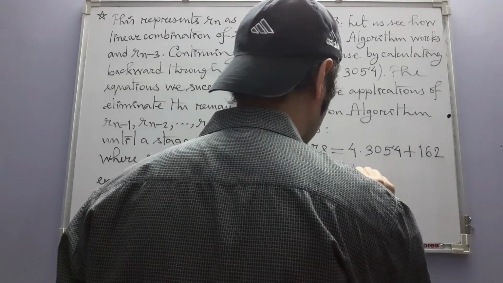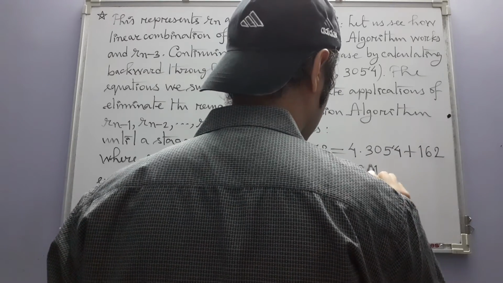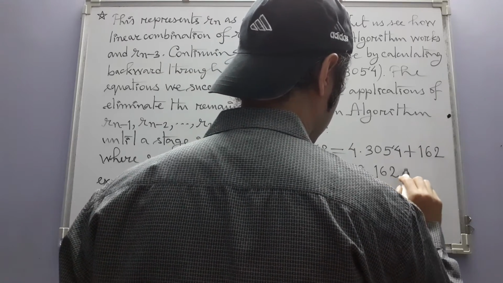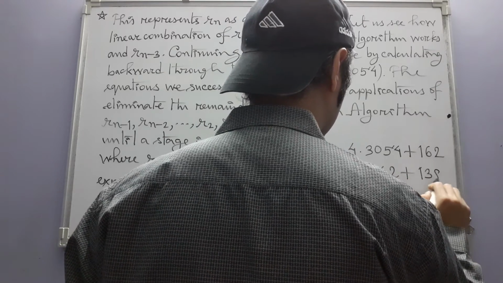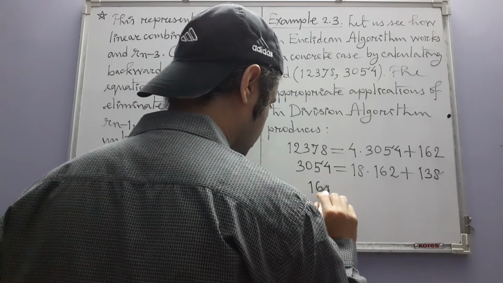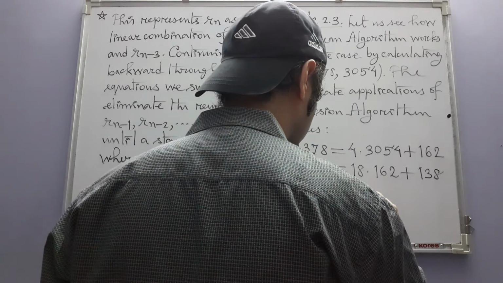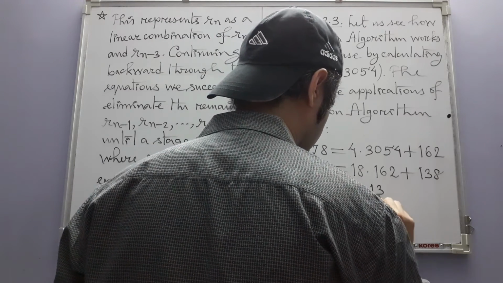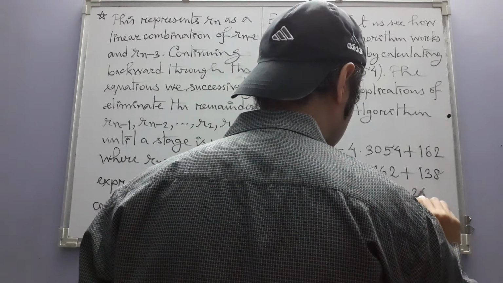3054 turns out to be equal to 18 times 162 plus 138. Then 162 is 1 times 138 plus 24.